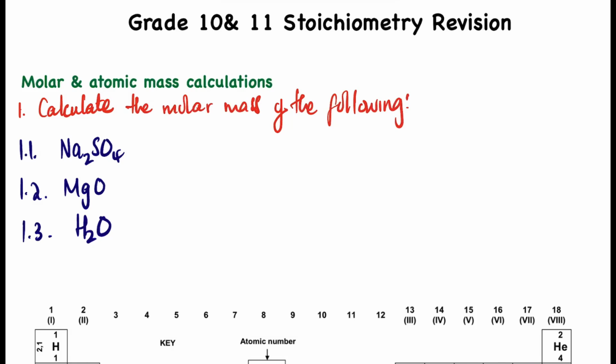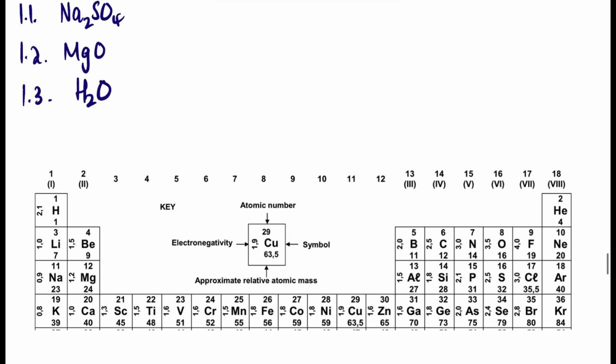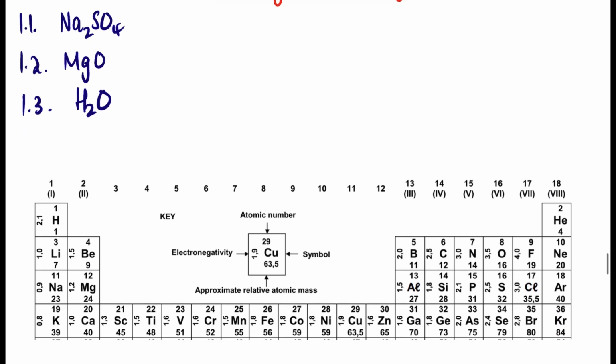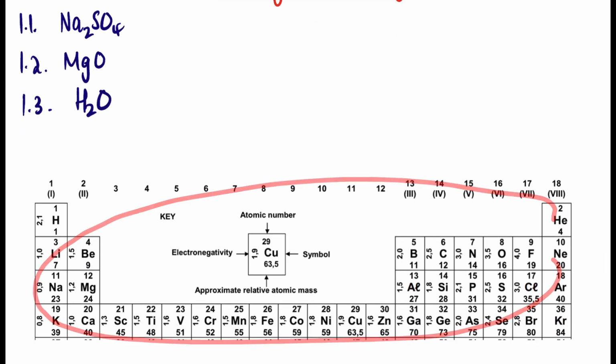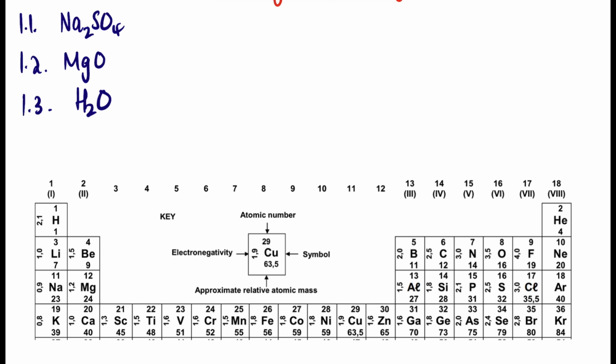This is stoichiometry, the basic stoichiometric calculation. Here we're going to calculate the molar mass and the atomic mass. Now, the question says calculate the molar mass of the following. Guys, calculating the molar mass and atomic mass, you use the periodic table. In the periodic table, you use the bigger number, which is the atomic mass, and you don't use the small one.